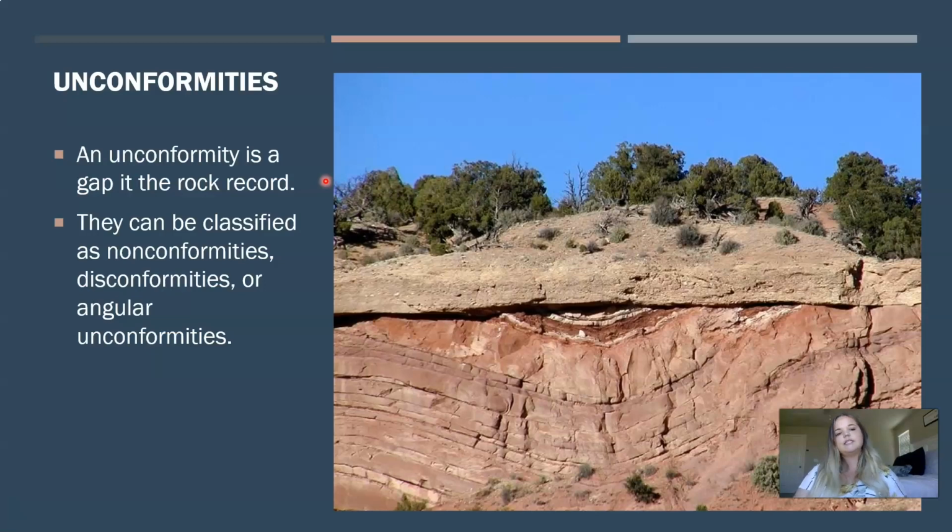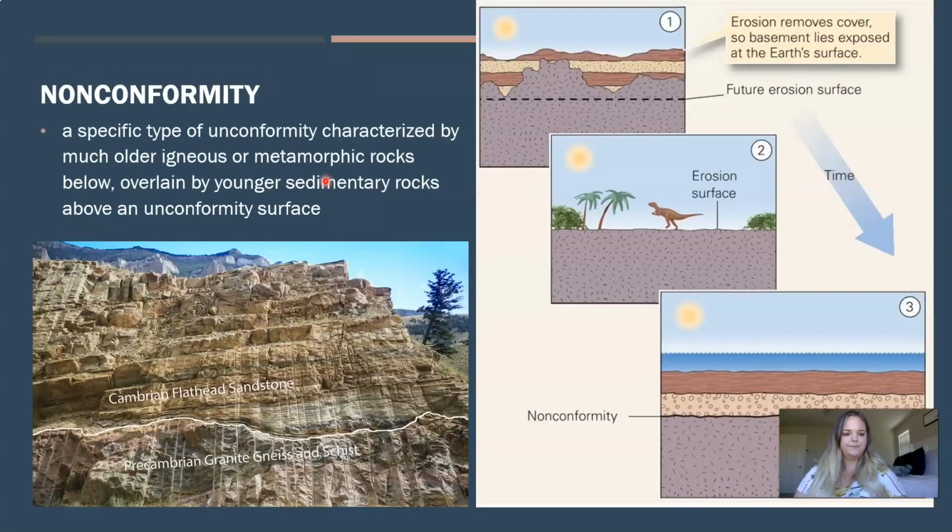All right, then we get into something called an unconformity. An unconformity is an erosion surface. This is a gap in the rock record, where we don't have continuous deposition of sediments. We classify these based on their interactions and whether you're looking at tilted layers or non-tilted layers. So we've got nonconformities, disconformities, and angular unconformities, and we'll go through each of those individually and talk about them.